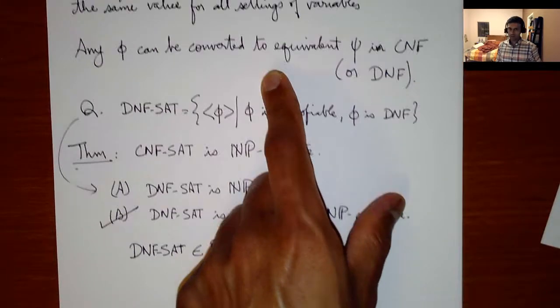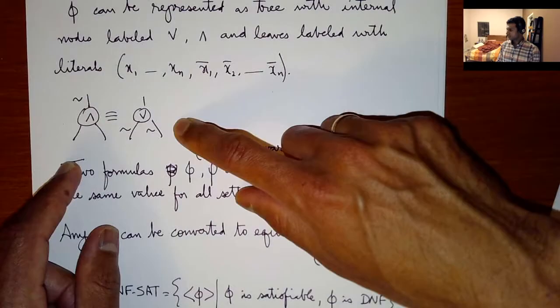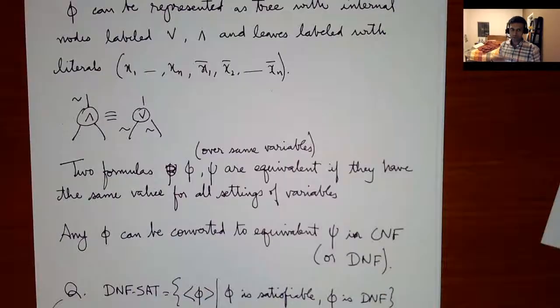The conversion is straightforward, right? You just use De Morgan's law. I mean, anything can be represented as a tree. So you use De Morgan's law and then you use the distributive law.